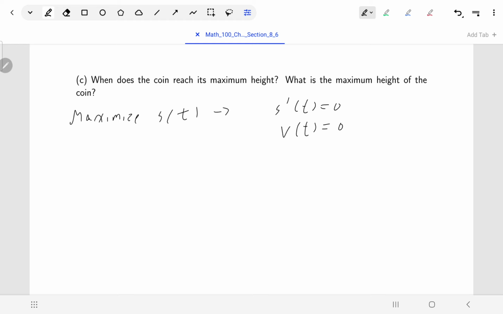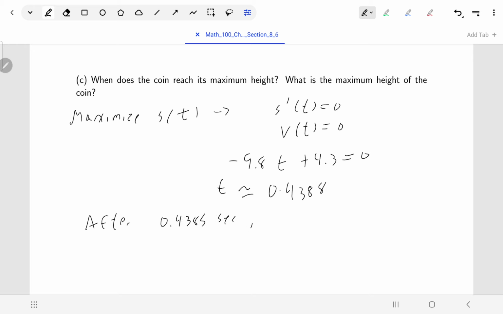And we know what the velocity equation is. That's negative 9.8t plus 4.3 equals 0. And when I calculate that, I get about 0.4388 seconds. So after 0.4388 seconds, the coin reaches maximum height.